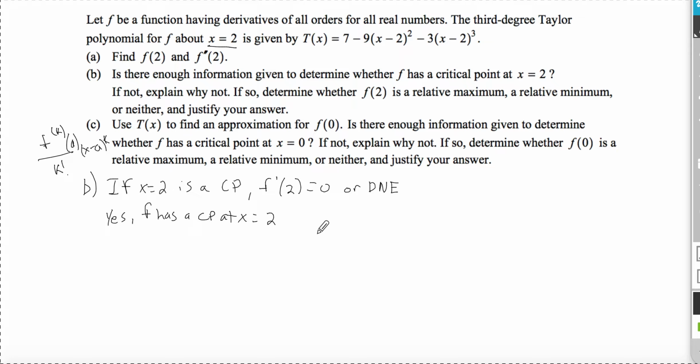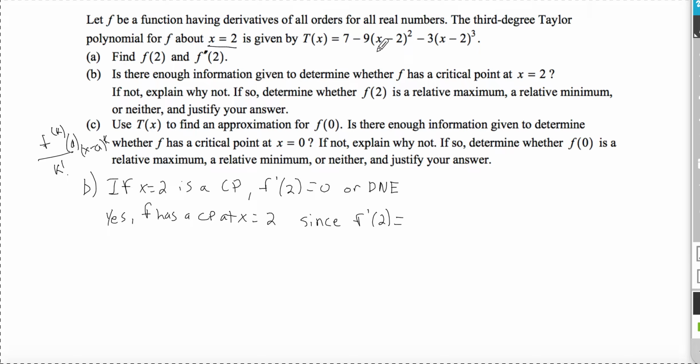Maybe the best way to say that is, since f prime of 2 is 0, and if we really wanted to, f prime of 2, this Taylor polynomial will tell us stuff about what happens at x equals 2.